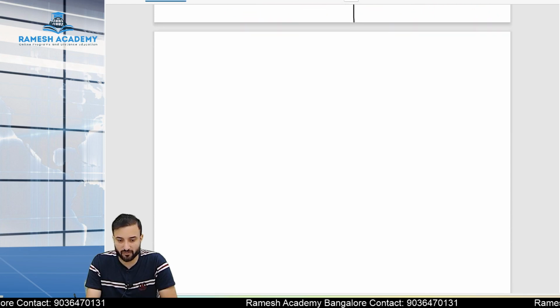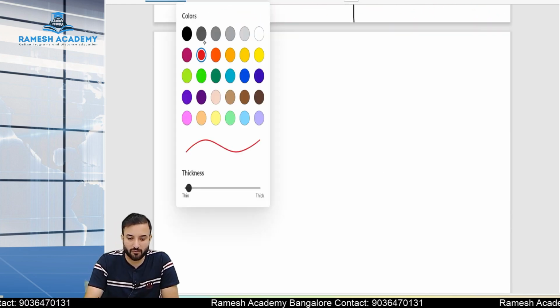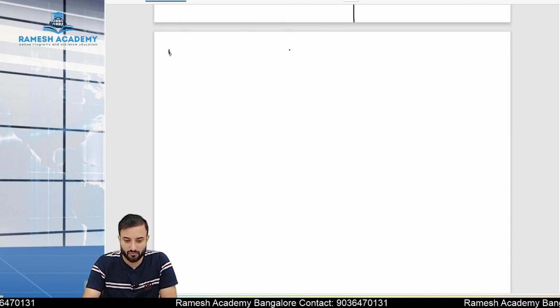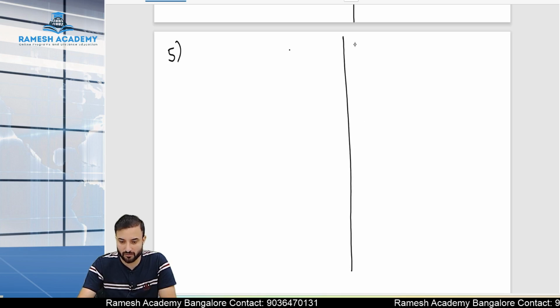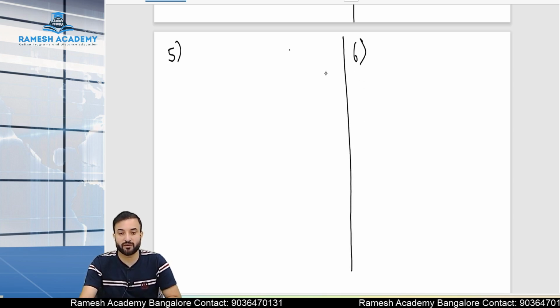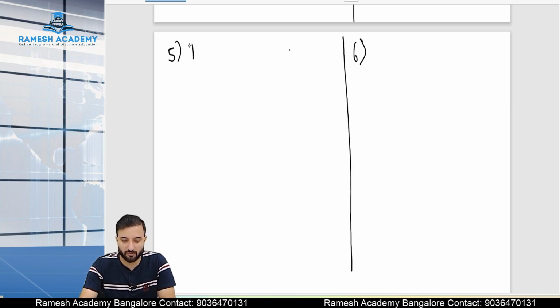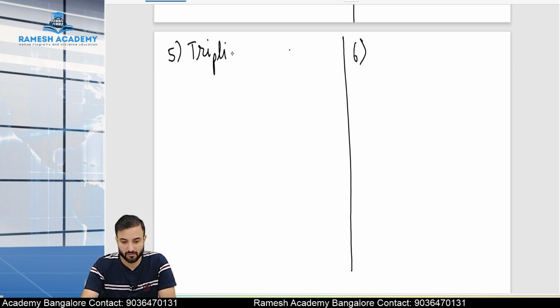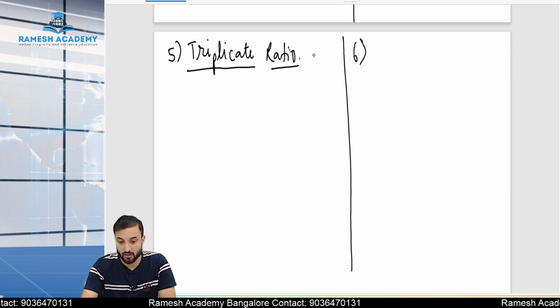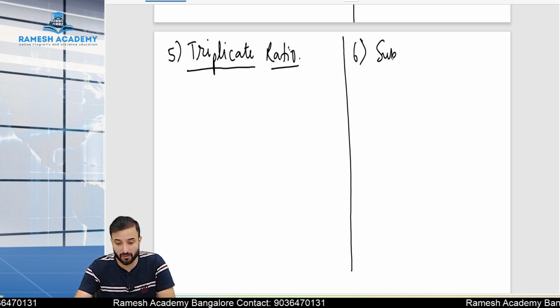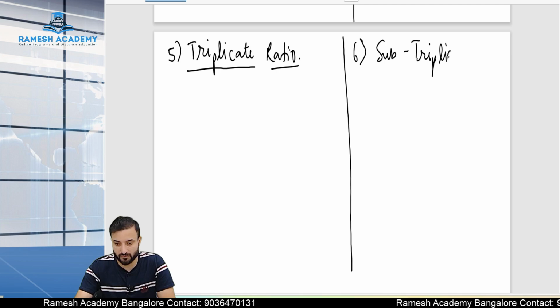Now we'll go for next one. See the fifth number and sixth number. Fifth number and sixth number is again similar to each other. Fifth one is triplicate ratio. Sixth one is subtriplicate ratio.